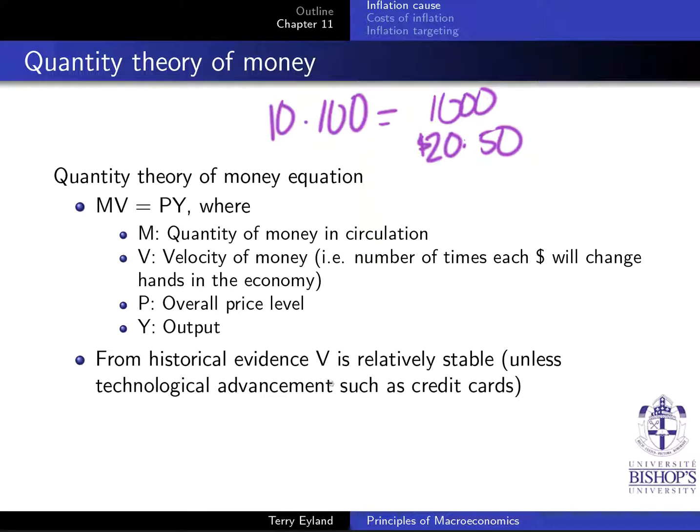Historically, V is seen as relatively stable unless we have technological advancements such as credit cards or other things like that. V may change, but we'll see on the chart in a second that V is pretty stable. So we have M that changes on one side and then PY that changes on the other. PY you could see is kind of like our nominal GDP.